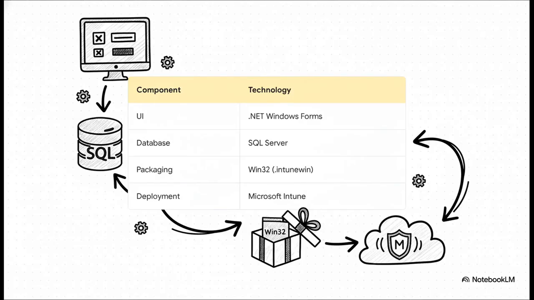And here's the tech we're using to build it. Look, there's nothing crazy here, it's all pretty standard stuff. The user interface is a classic .NET Windows form. Of course, it talks to a SQL server. And for the deployment, we're going to package it up as a Win32 app, that's the .intunewin format, and then push it out with Microsoft Intune. This is a super solid and modern way to do it.